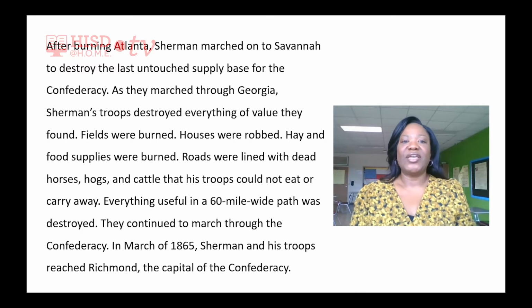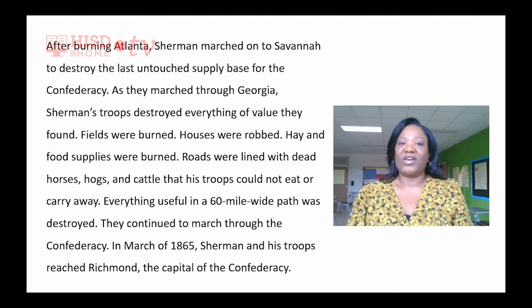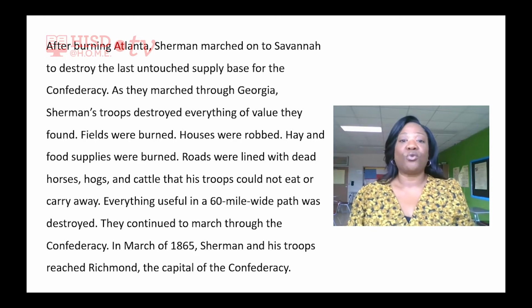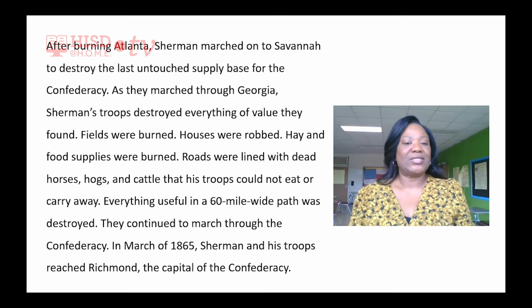After burning Atlanta, Sherman marched on to Savannah to destroy the last untouched supply base for the Confederacy. As they marched through Georgia, Sherman's troops destroyed everything of value they found. Fields were burned, houses were robbed, hay and food supplies were burned. Roads were lined with dead horses, hogs, and cattle that his troops could not eat or carry away. Everything useful in a 60-mile wide path was destroyed.